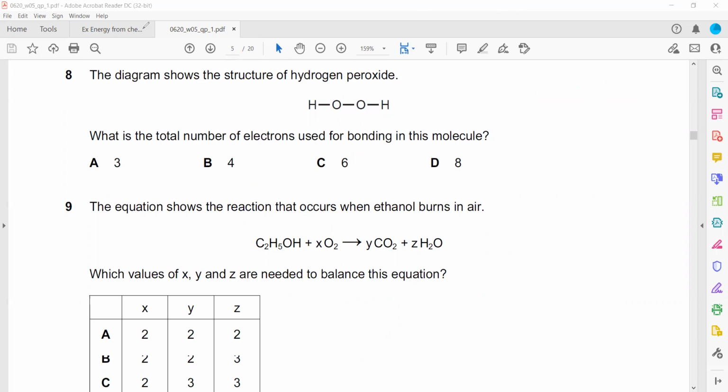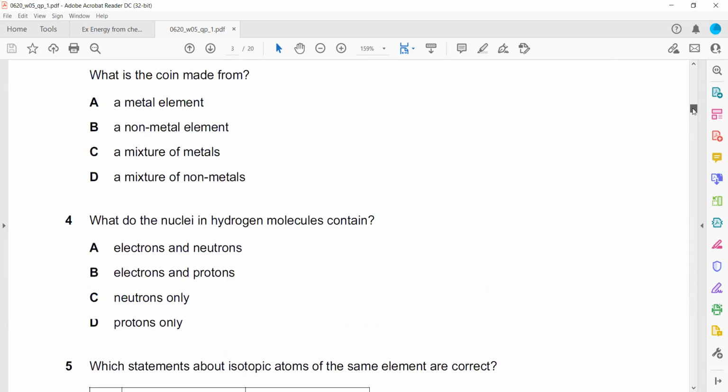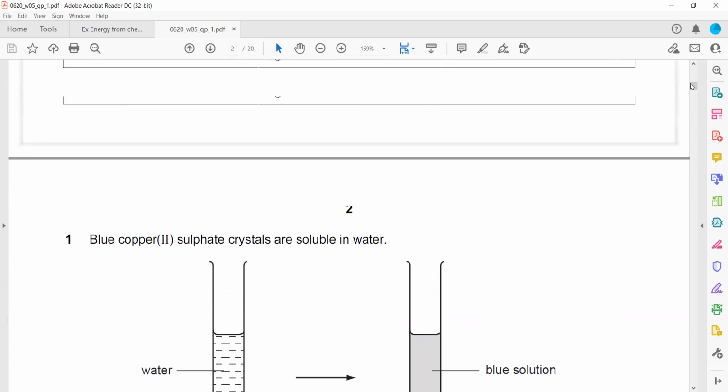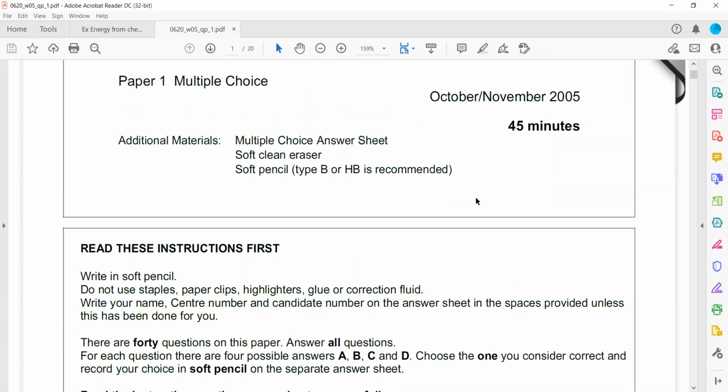So this was the May-June 2000, October-November 2005 paper. The next session will discuss more questions. Any question related to the class today? So I'll end the session and share this with you.